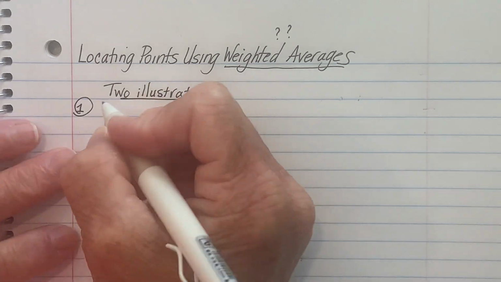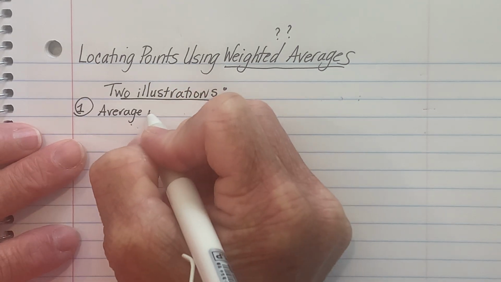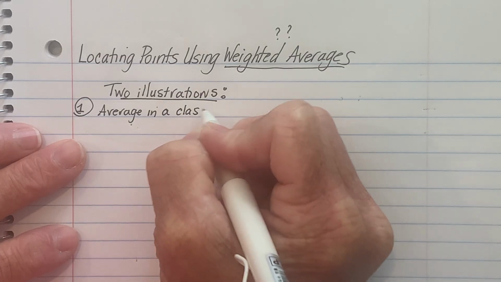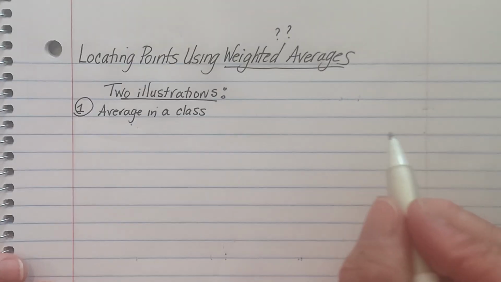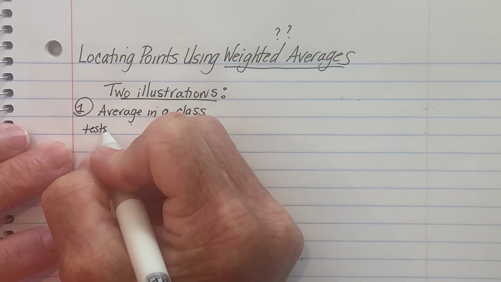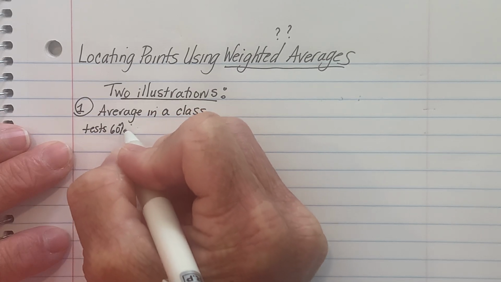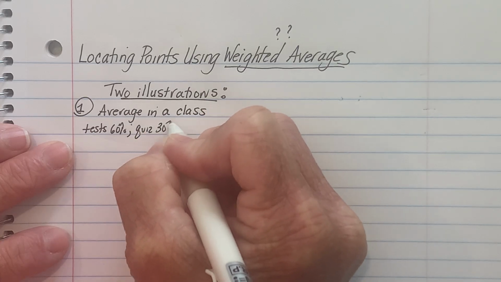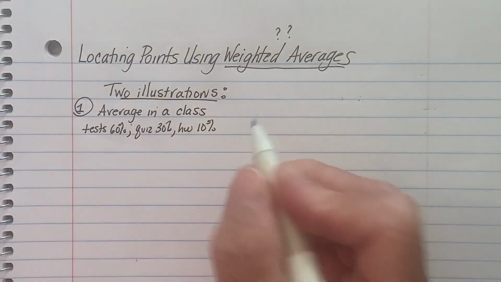The first one might be finding an average in some of your classes. I actually don't average this way in our class, but some teachers weight things. So maybe tests are, say, 60% of a grade in a class, and let's say that quizzes are 30%, and then maybe homework would make up the remaining 10%.